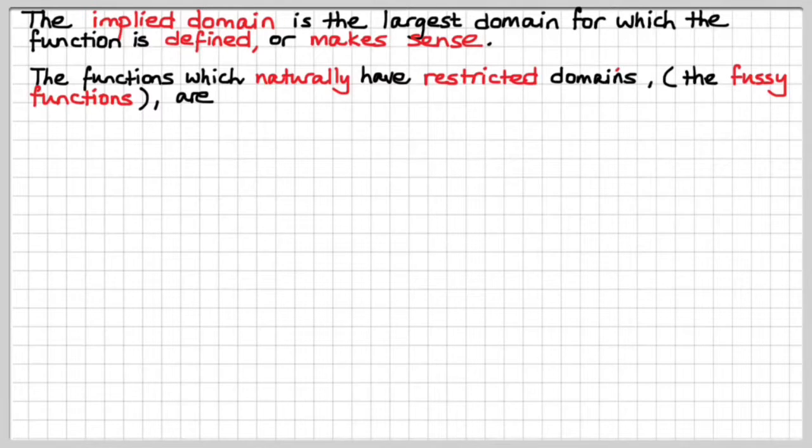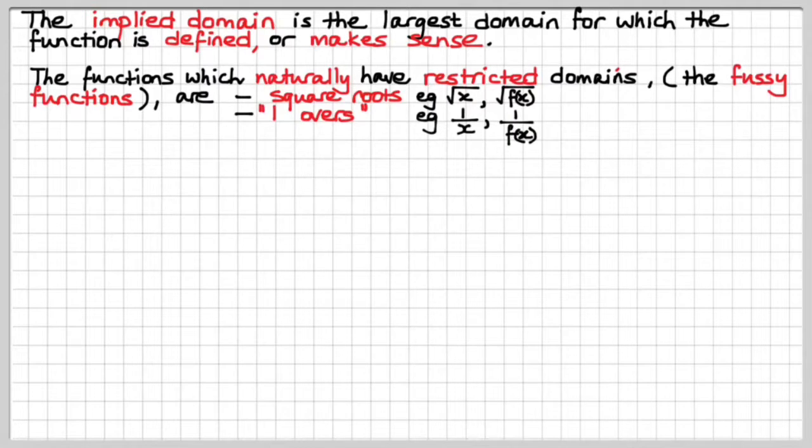So we have functions which are naturally restricted in their domains, which I call the fuzzy functions, and there are three classes of fuzzy functions. That's my terminology, by the way. They are the square roots. Now, you know what happens here. What's under the square root sign has to be 0 or positive.